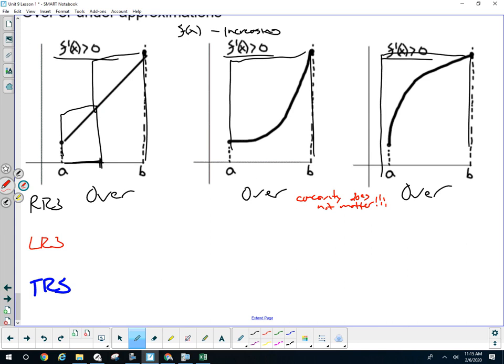Now, will left Riemann sums be over? Will they be consistent in their answers? You guys discuss that with your neighbors so that you do some thinking today.